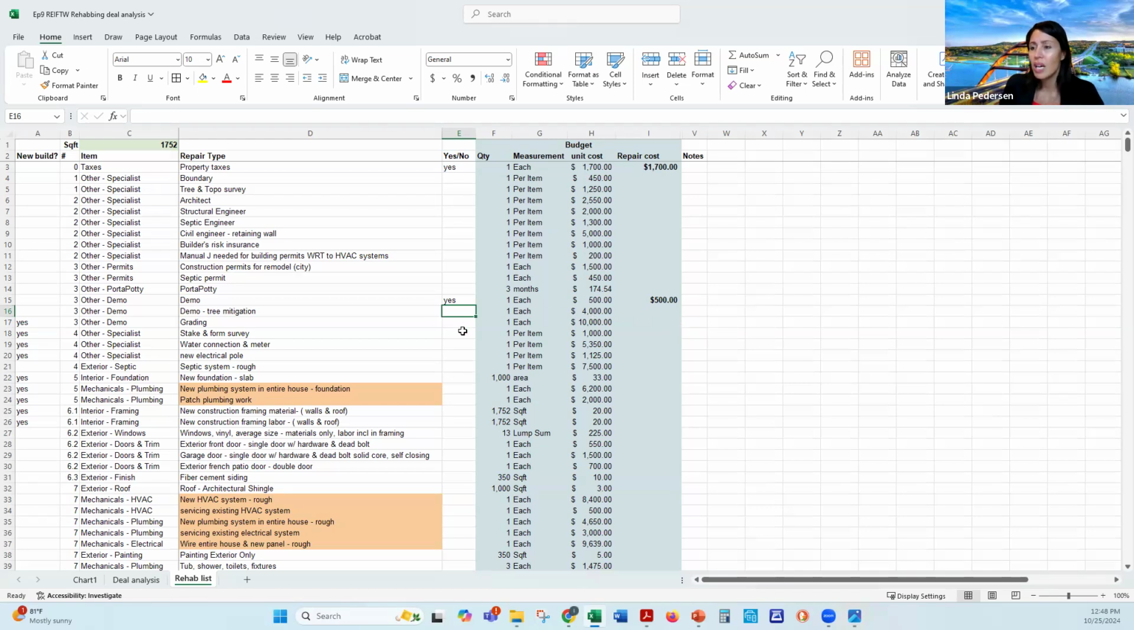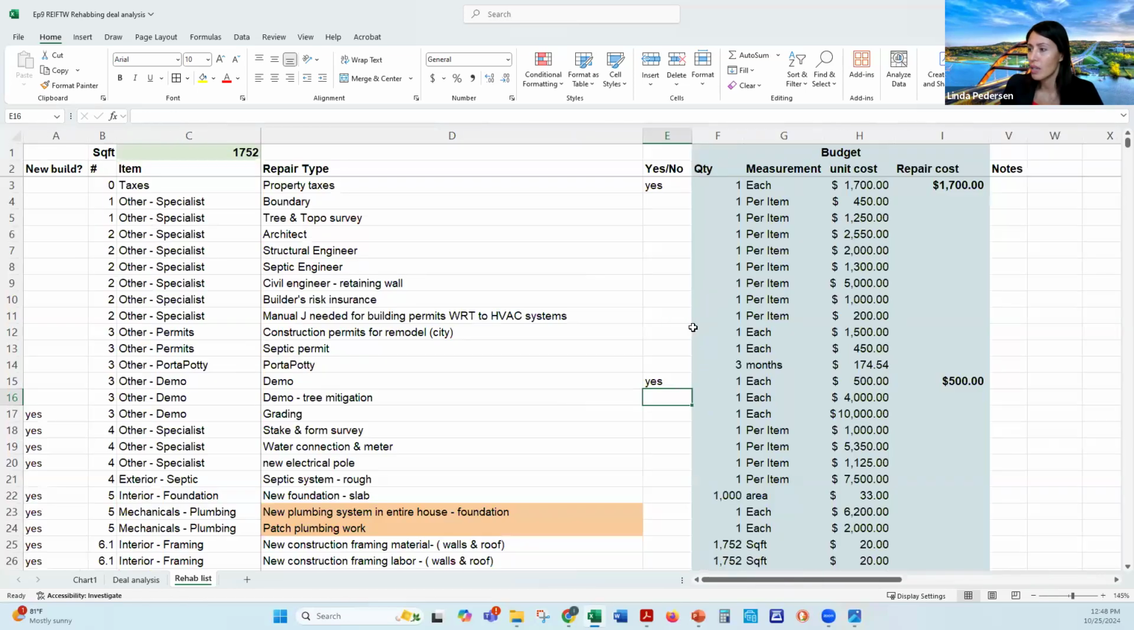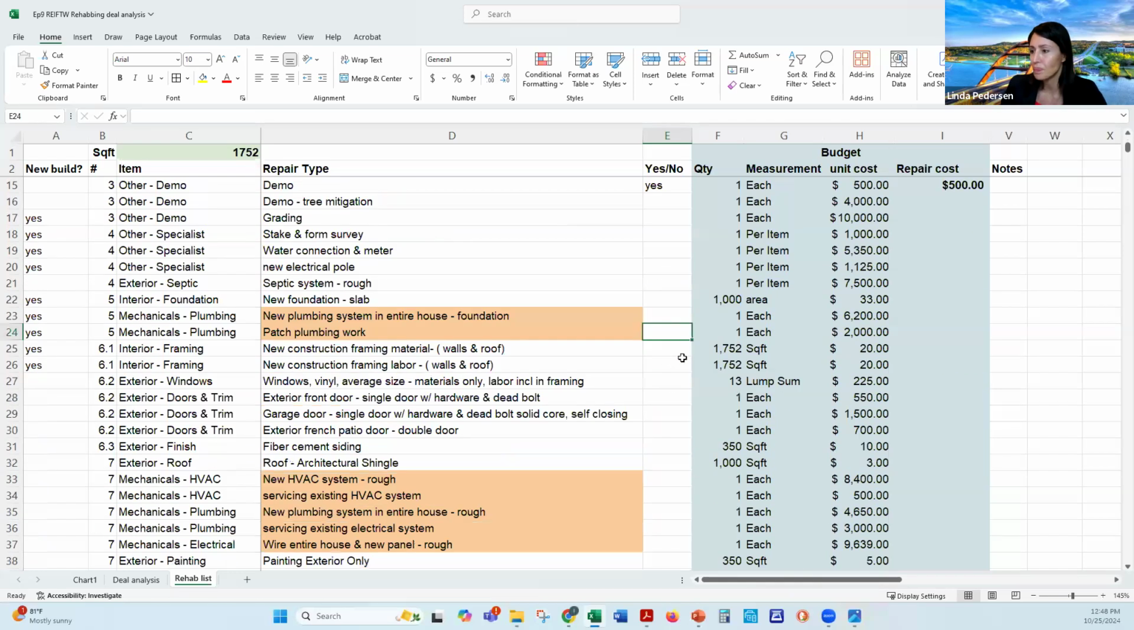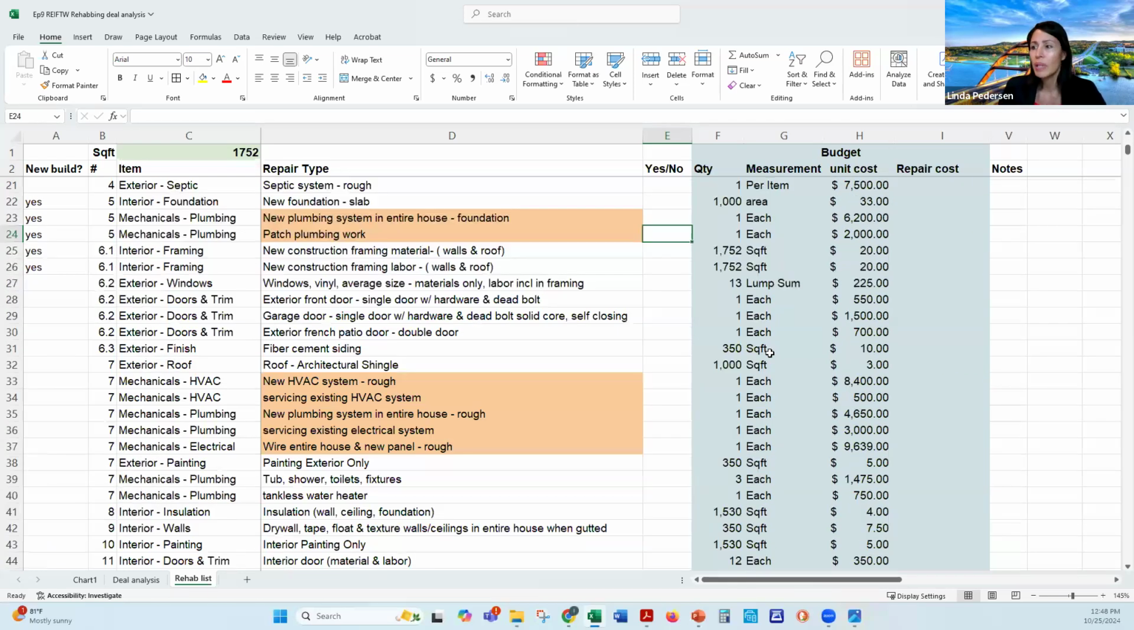Okay, so we didn't do any, let me make this bigger for you guys, sorry. We didn't do any tree mitigation, grading, stake form, water meters. We didn't do any foundations. You didn't replace any windows, right? Did you replace any doors, garage doors? Right, it was just paint. Some interior doors. Do you remember how many? I do not. Let's put 5, right?